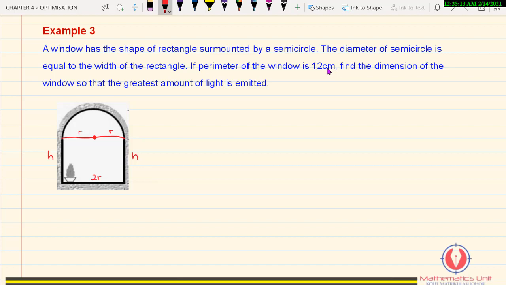Well, 12 centimeter I think is actually very small for a perimeter of a window. Maybe this is a window of a Mickey Mouse house.